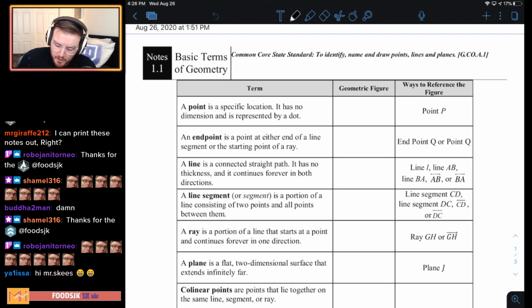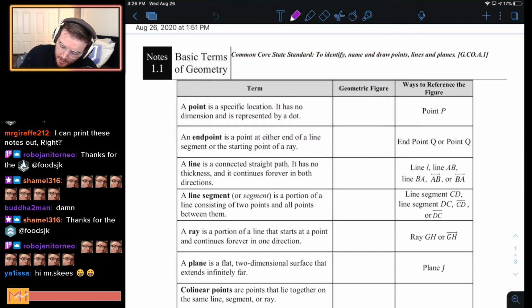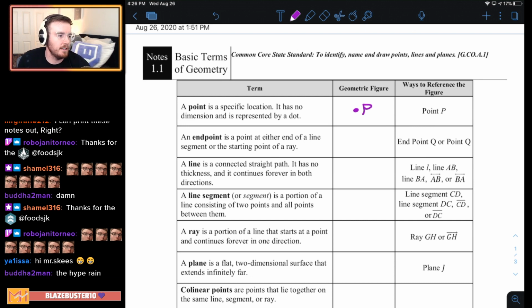A point is a specific location. It has no dimension and it is represented by a single dot. How easy is that? Let's do purple. Here's my single dot. It's point P, right? Easy as that.